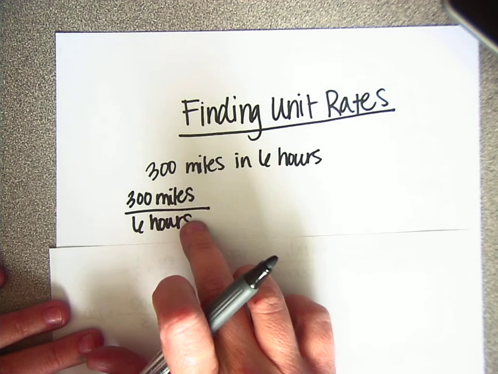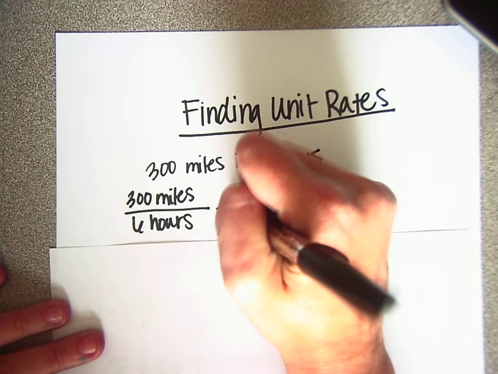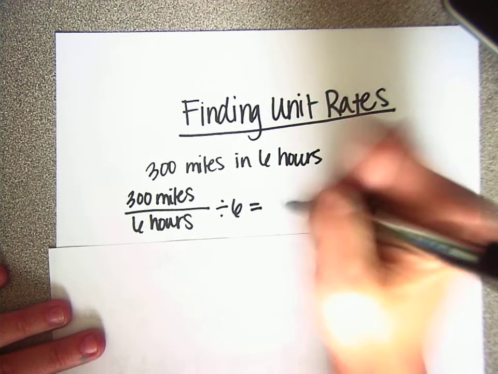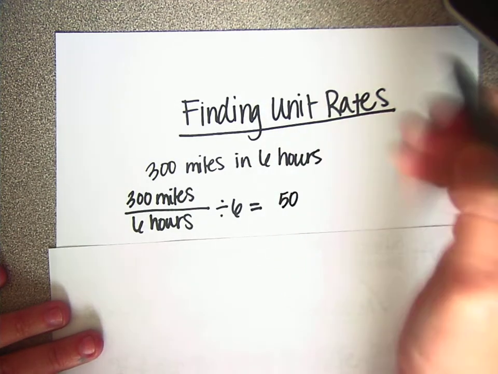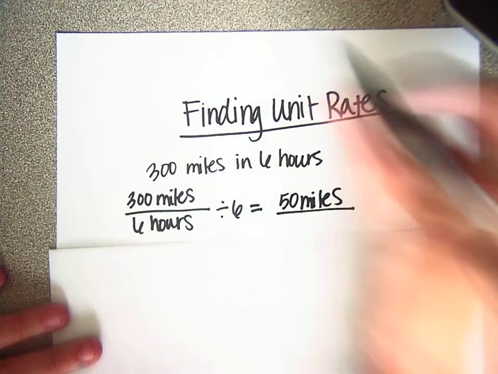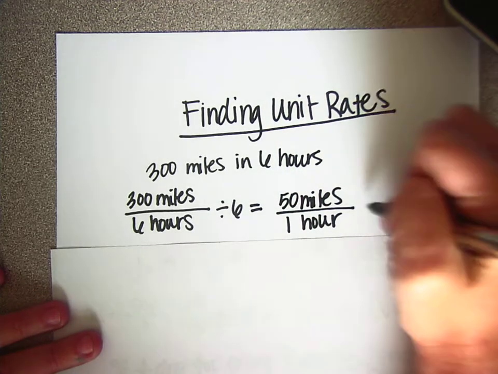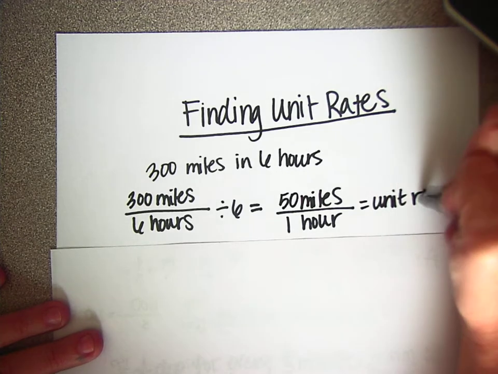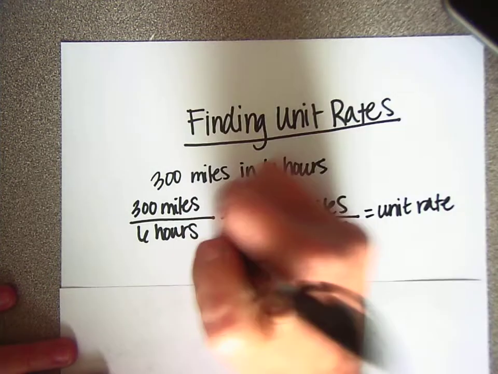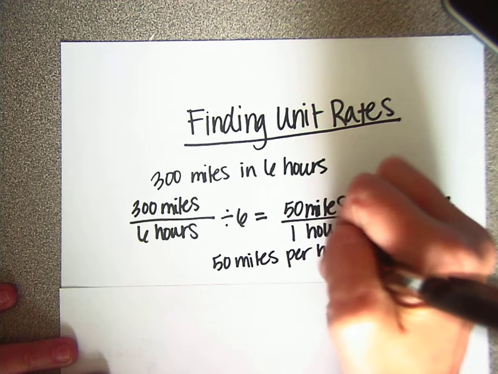So in order to solve or to find our unit rate, we're just going to divide both sides by the denominator, which is 6. 300 divided by 6 is 50. 6 divided by 6 is 1 hour. Okay, so this is our unit rate. Our unit rate is always going to end up with a denominator of 1. If you want to write it out, we can also write out 50 miles per hour.